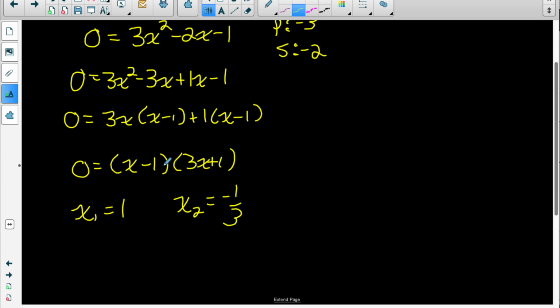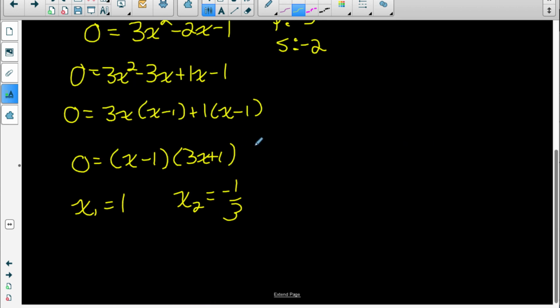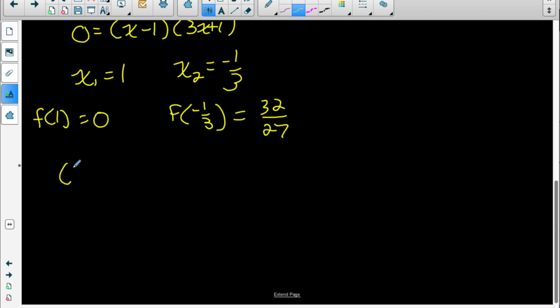Oh, and the question says find the points. So it actually wants, we need the y coordinates as well. So we know the x coordinates, we need the y coordinates. So we'll need to figure out what is the value of f at 1 and what is f at negative a third. So 32 over 27 and 0. So the 2 points are 1, 0 and negative a third, 32 over 27. Those 2 points on the original have a horizontal tangent.